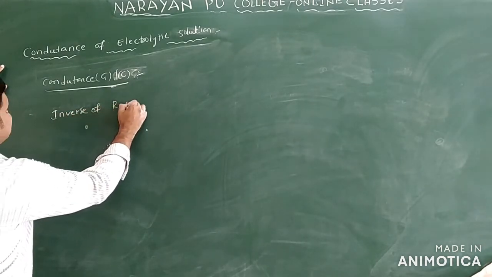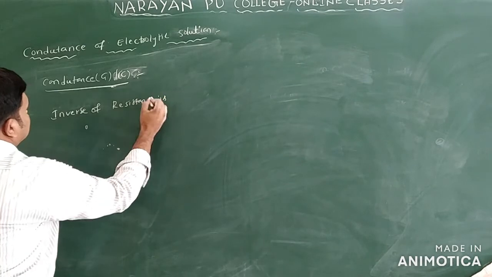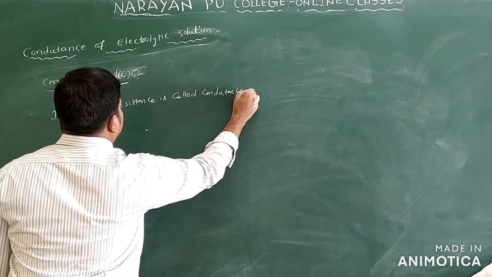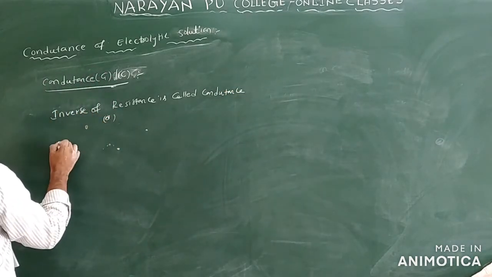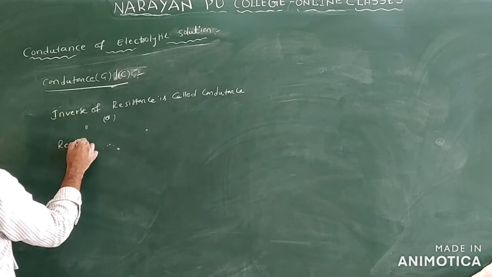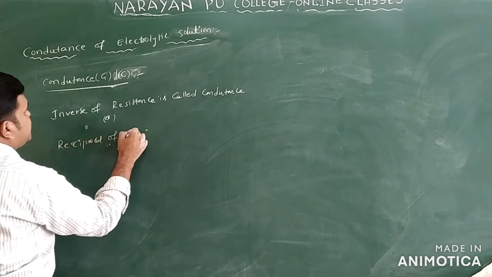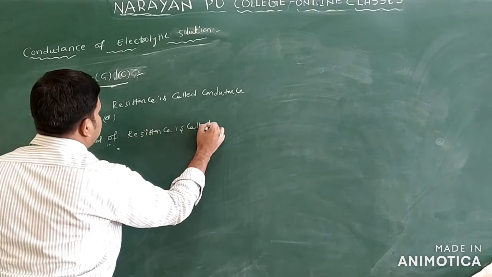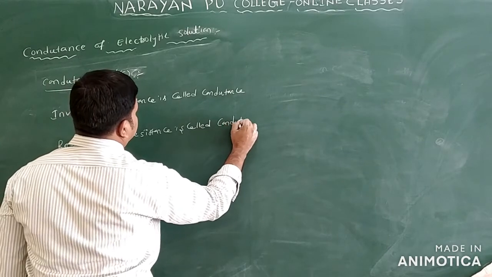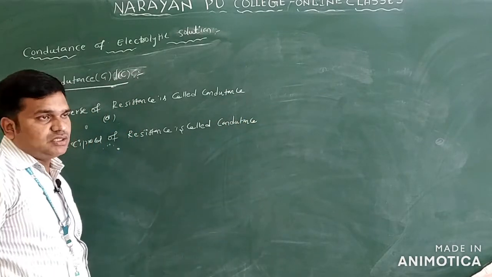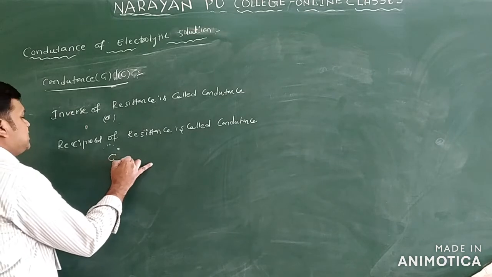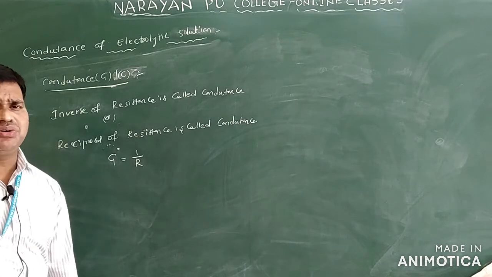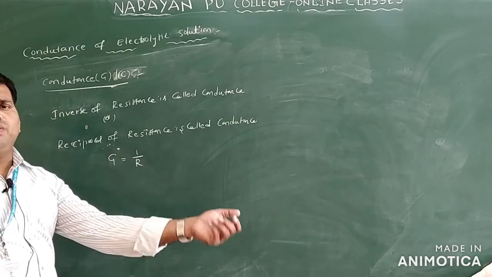Inverse of resistance is called conductance, or we can say the reciprocal of resistance is called conductance only. So I will write here G is equal to 1 by R. You can write G is equal to, or you can say C is equal to 1 by R also.